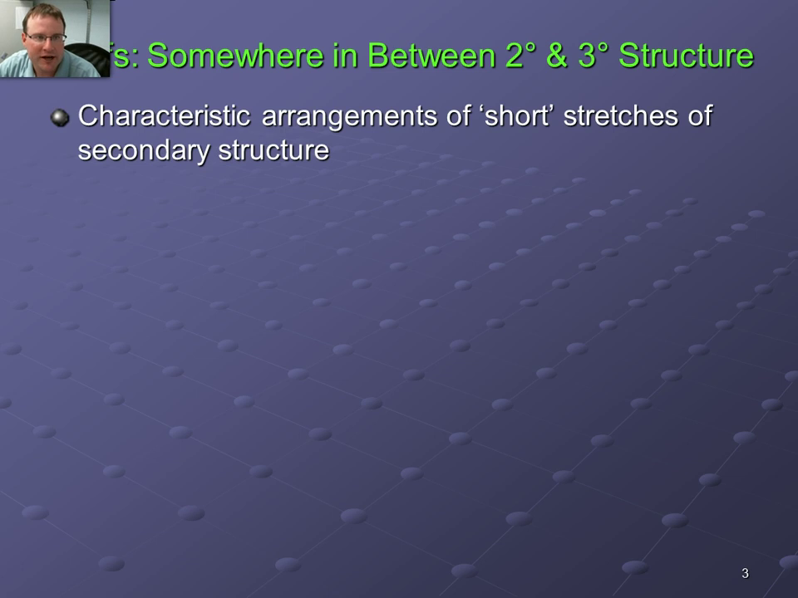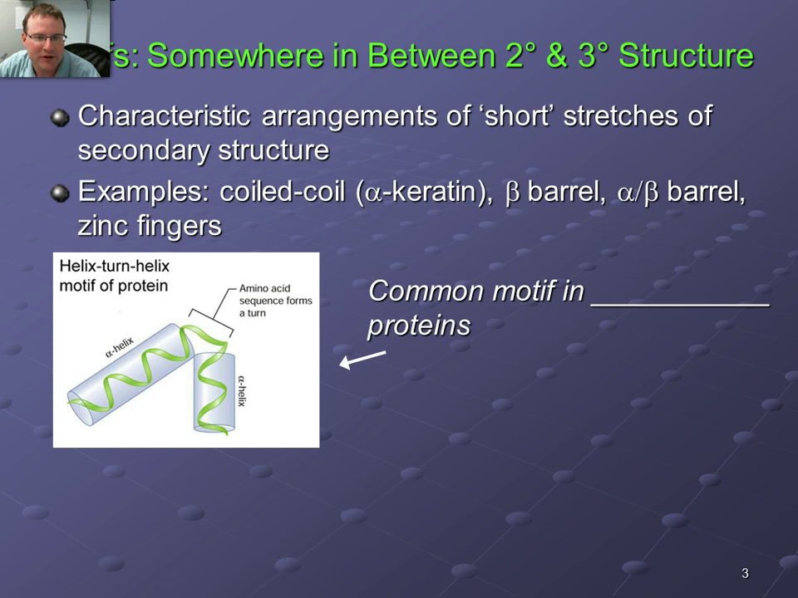So the first one of these is referred to as motifs, and all a motif really is, is a short stretch of secondary structure that includes more than one alpha helix or beta sheet. But the idea is that it comes together and folds in a particular way that's been observed in lots and lots of different protein molecules. There's lots of examples like this. We're going to eventually talk a little bit about alpha keratin here in a sec.